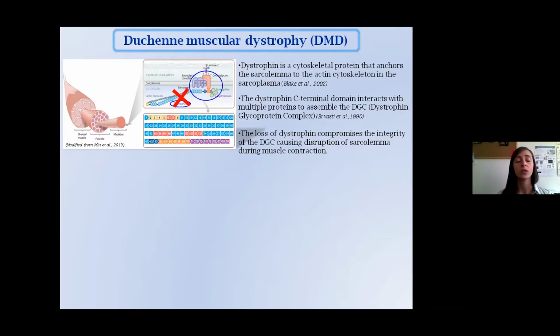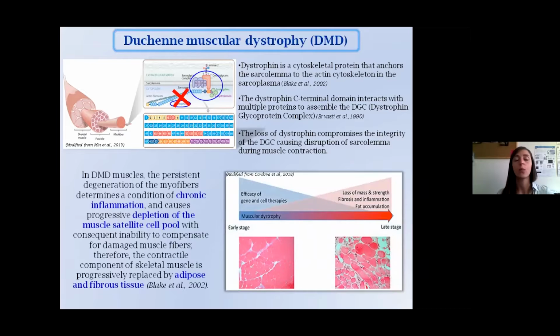The loss of this protein compromises the integrity of the dystrophin glycoprotein complex, causing the rupture of the sarcolemma during each muscle contraction. In dystrophic patients, the persistent degeneration of the myofibers determines a condition of chronic inflammation and the depletion of the muscle satellite cell pool, with consequent replacement of the damaged myofibers with adipose and fibrous tissue. Despite the huge effort to find a cure to treat DMD, to date, the standard treatments are glucocorticoids, with their limited efficacy and lots of side effects.